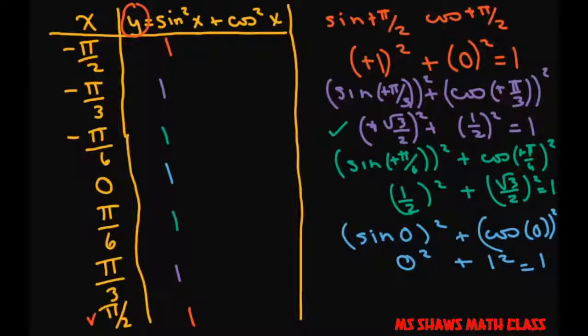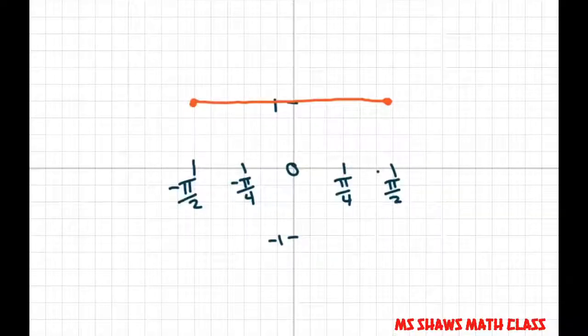Therefore, the graph looks like that. This is a good graph to remember because it's on a lot of tests. So all these values in between negative pi over 2 and pi over 2 inclusive equal 1.